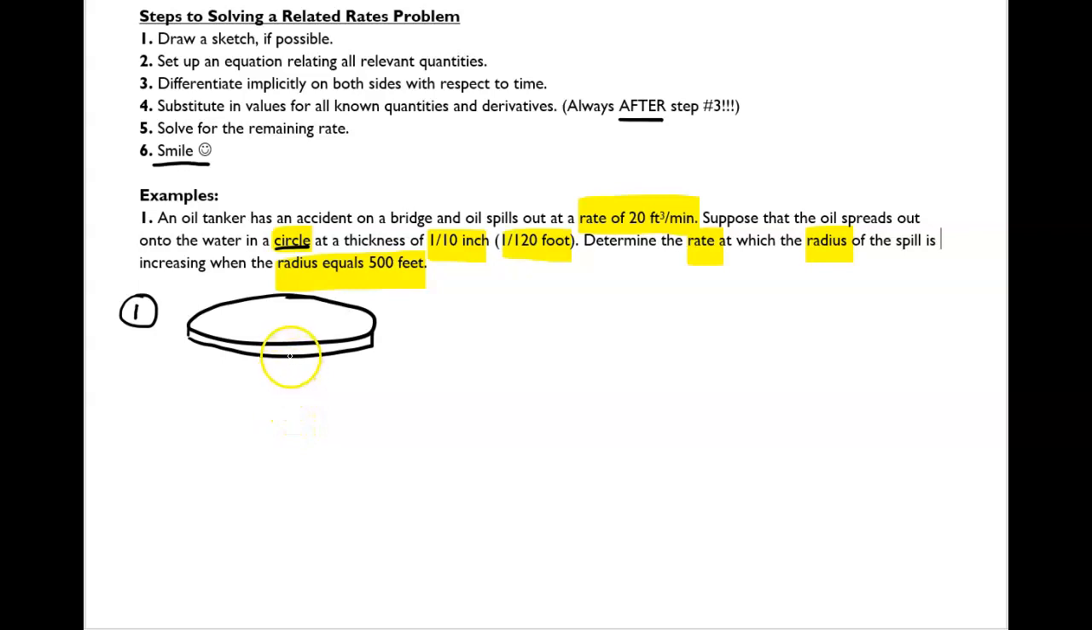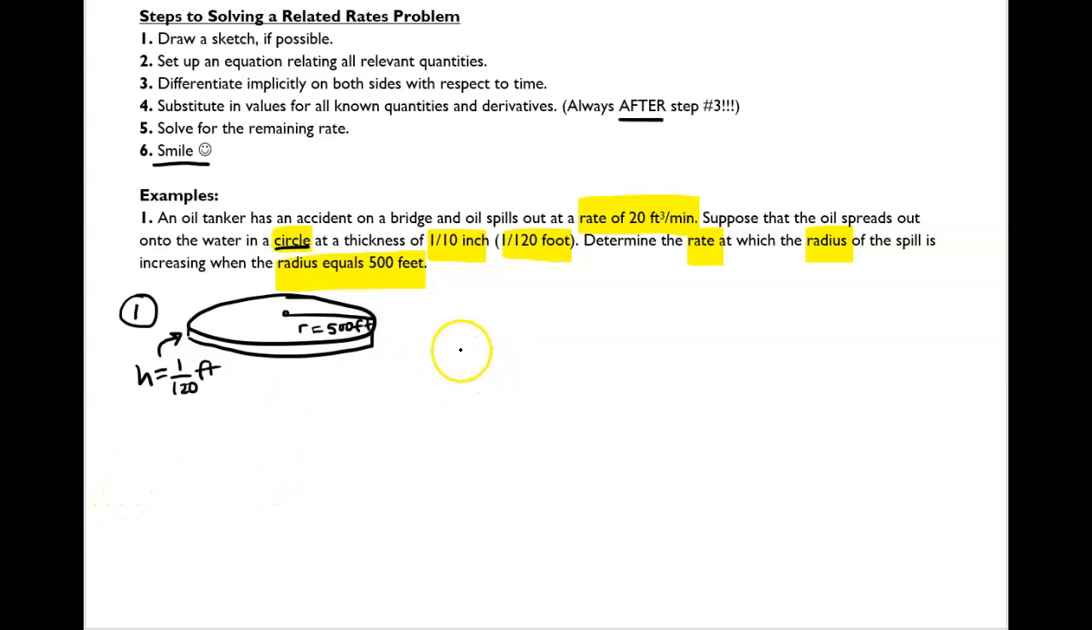It tells me that my radius is equal to 500 feet. It's not always 500, it's just 500 in this case. So I'm going to go ahead and label that. I'm going to call that R. My radius disappeared. Also, it tells me that my height is 1/120th of a foot. I'm going to use that so that all my units are the same. I should have put feet up here on my radius as well.